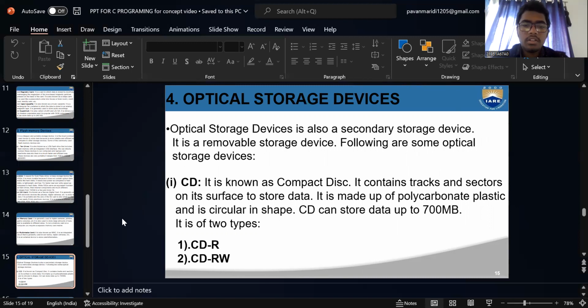CD. It is known as compact disc. It contains tracks and sectors on its surface to store data. It is made up of polycarbonate plastic and is circular in shape. CD can store up to 700 MB of data. It is of two types, CDR and CDRW.